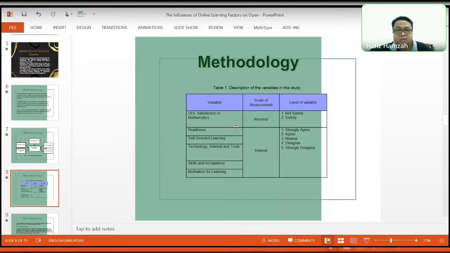Okay, these are the descriptions of the variables in the study. You can see that the dependent variable is ODL, so it is a nominal scale. The levels of the variable will be not satisfied or satisfied. Okay, so readiness, self-directed, technology as in the framework, so it is in the interval from 1 to 5.